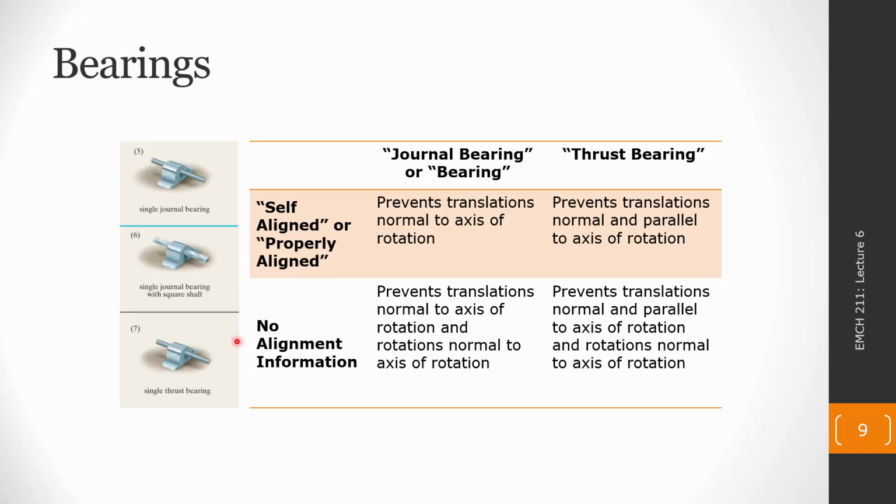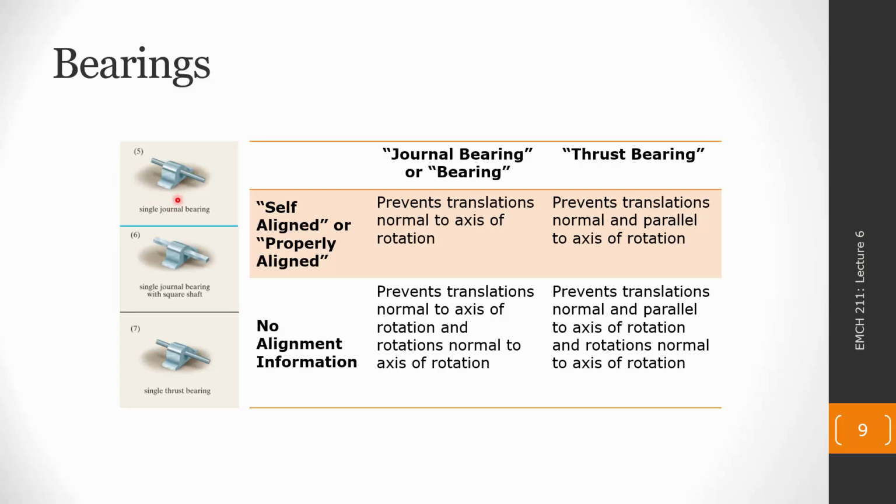In a self-aligned bearing or a properly aligned bearing, there are no rotations that are prevented by the bearing itself. For most bearings, at least circular bearings, we want the shaft to rotate about its own axis. For most bearings, that's the point. Maybe the square bearing is an exception to that, but for circular bearings, we want it to be able to rotate around its own axis. However, we're probably not intending it to rotate around, again, let's call this the z-axis, or the y-axis.